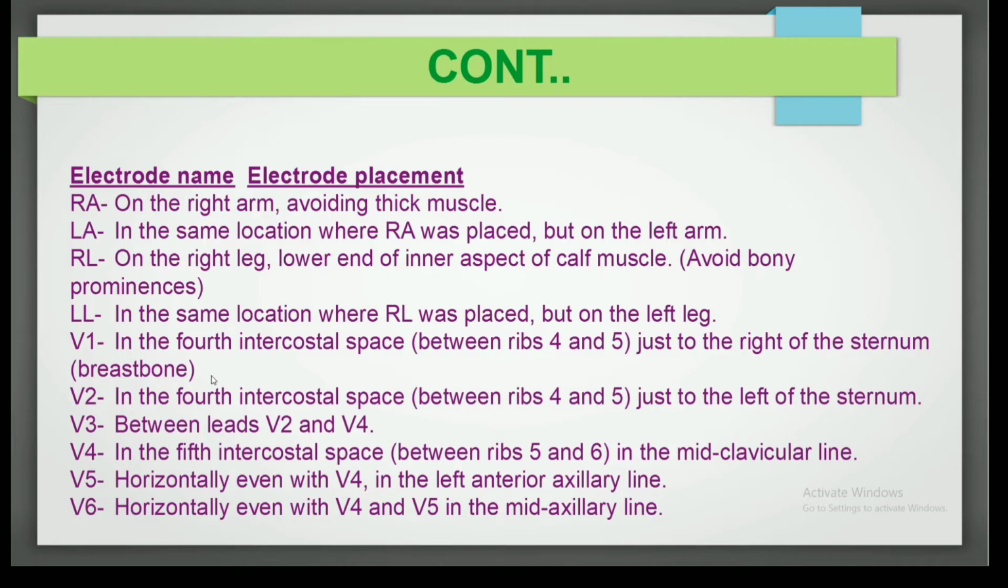V1 is placed in the fourth intercostal space, just right to the sternum. And V2 is also placed in the fourth intercostal space but left to the sternum. V3 is placed between V2 and V4, and V4 is placed in the fifth intercostal space in the mid clavicular line, where our collarbone is found. Then we draw a mid line, the mid clavicular line, just beneath the nipple. V5 is horizontally even with V4 in the left anterior axillary line, and V6 is horizontally even with V4 and V5 in the mid axillary line.